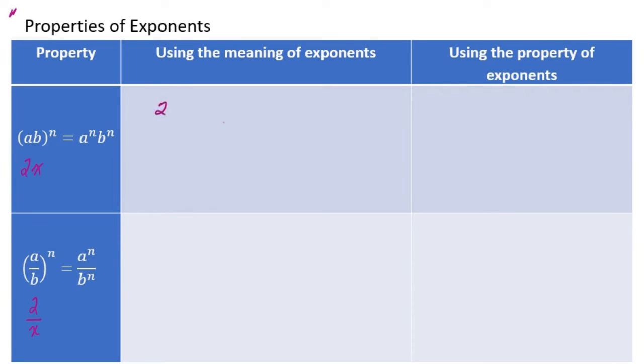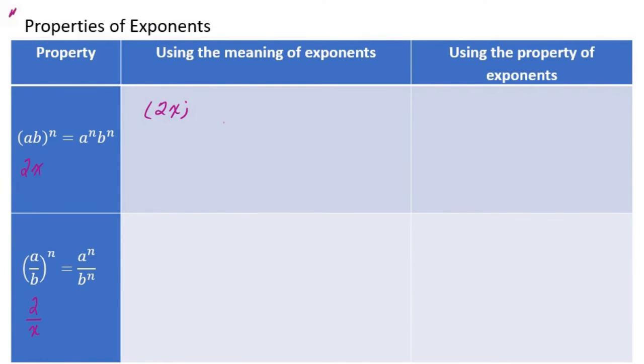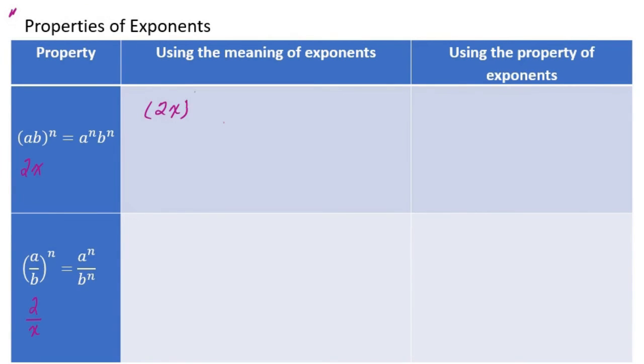So we have 2 times x, and all of that is being raised to the power of n. We can think of this in a couple different ways. Sorry, I don't want to say power of n. Let's actually give that a number. What if it's raised to the power of 3?